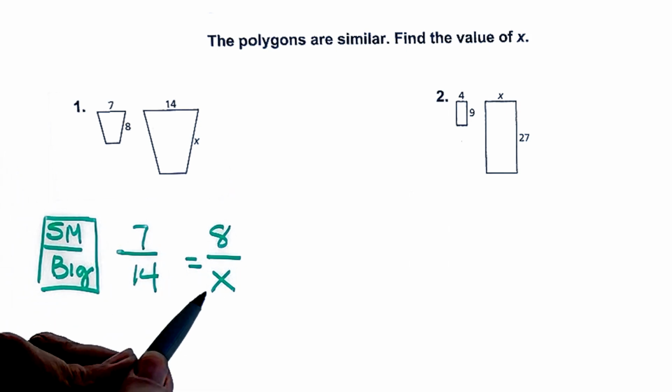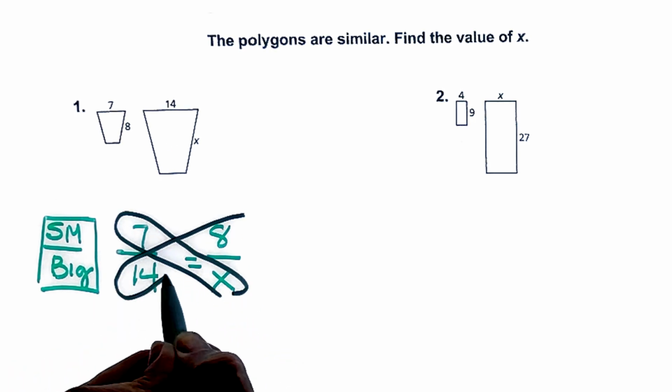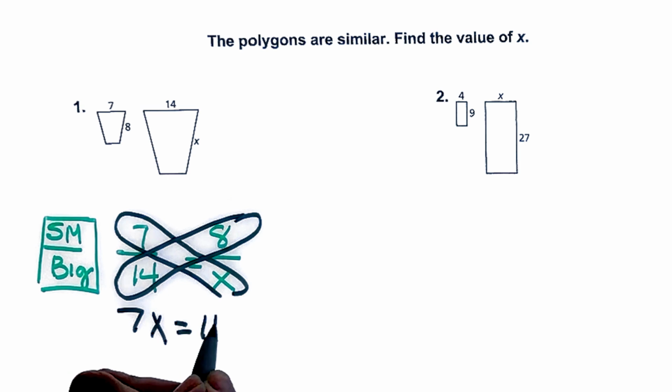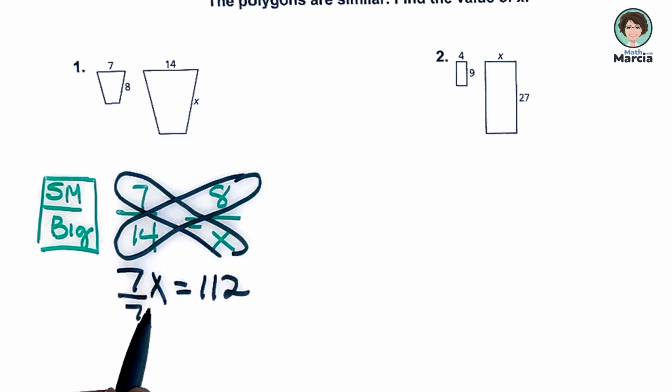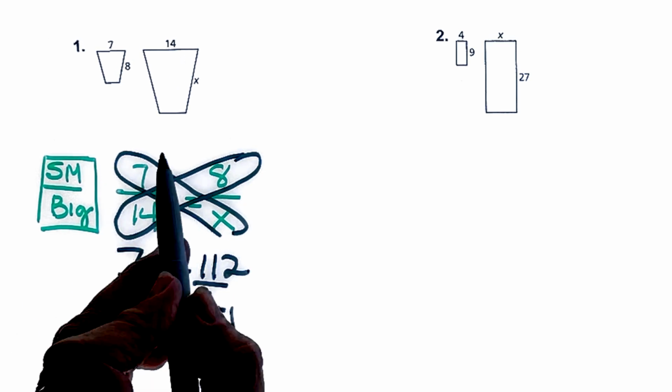And remember, when we solve proportions, we multiply and find the cross products. It's kind of called the butterfly effect because it looks like a butterfly, or like a big multiplication sign. So I'm going to multiply 7 times x is 7x, and 8 times 14 is 112. I need to get my variable alone. So x is equal to 112 divided by 7, which is 16. Here is our missing side.